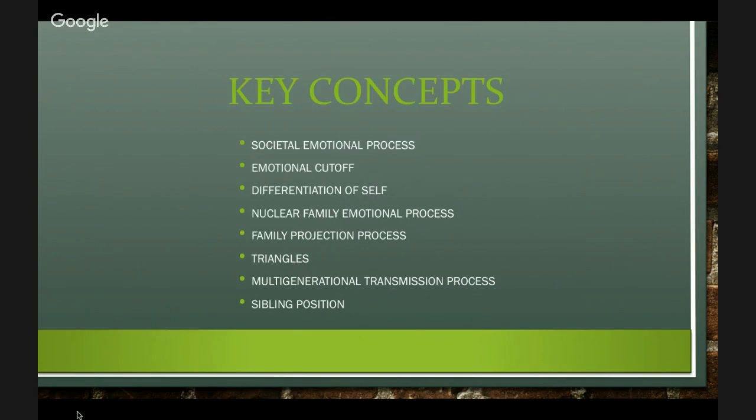So, some of the key concepts. I found eight concepts that I thought were crucial to talk about. First is the societal emotional process. This is the process of emotional anxiety at certain times. Although we have family symptoms, we are not affected just by our family, but also by our society and other outside influences. For example, 9/11, war, racism, and things of that caliber.